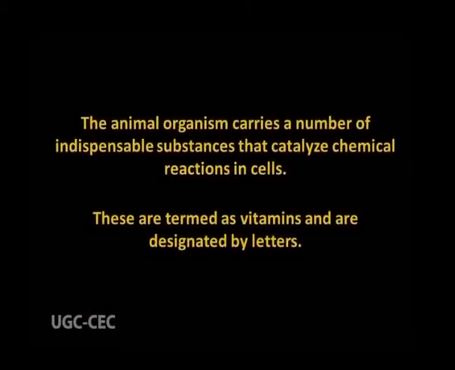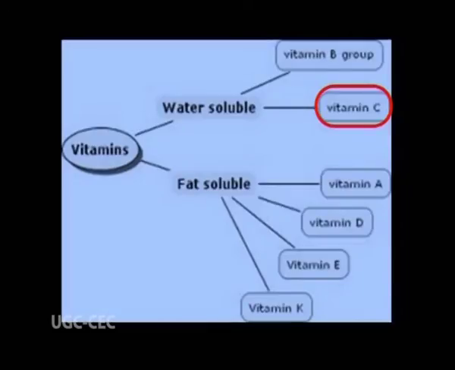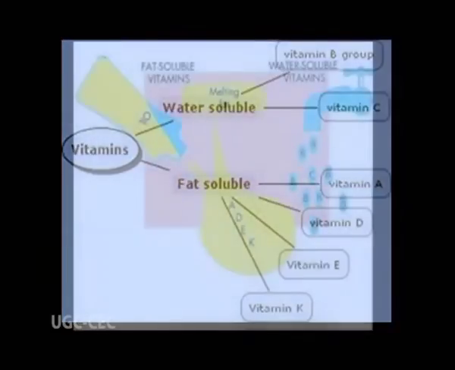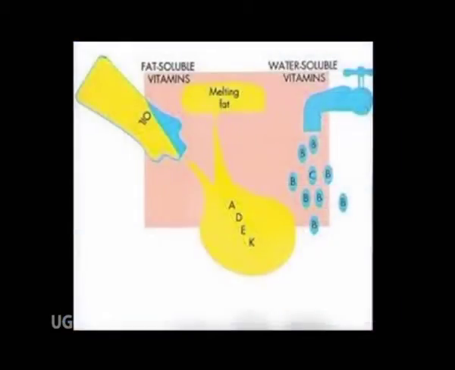The animal organism carries a number of indispensable substances that catalyze chemical reactions in cells. These are termed vitamins and are designated by letters. The B and C vitamins are soluble in water. The others, like vitamins A, D, E, and K, are insoluble in water but soluble in fats. They are transported in lipids in the blood and stored in the fat in the body.